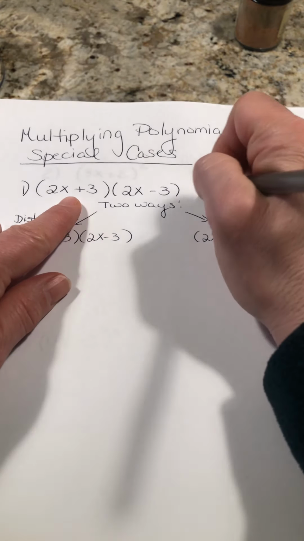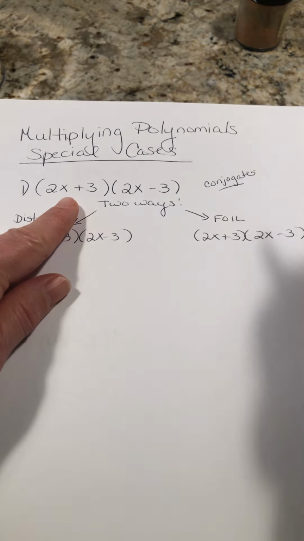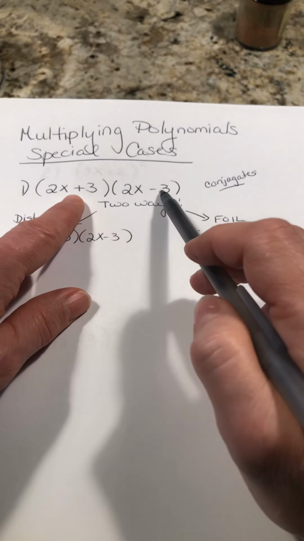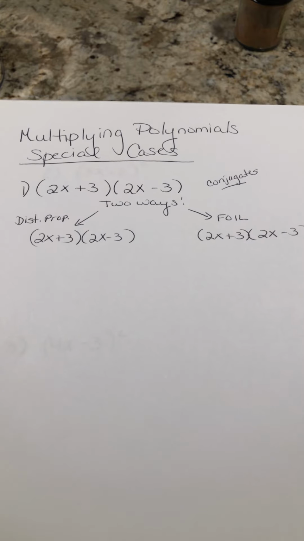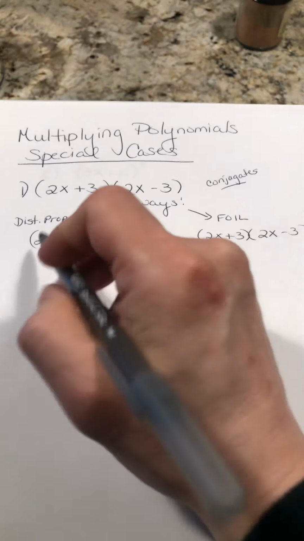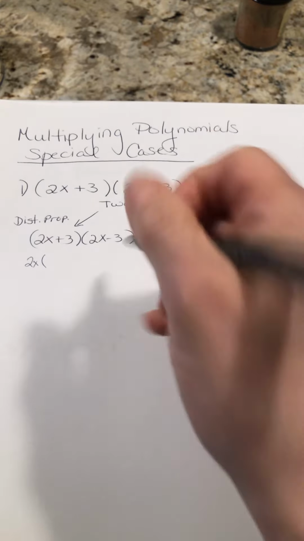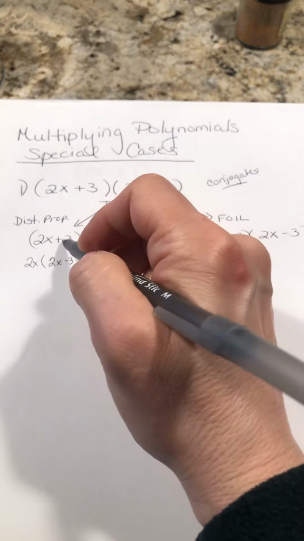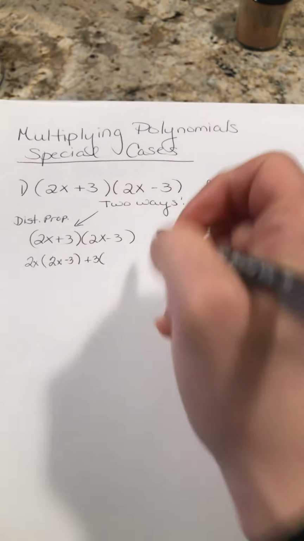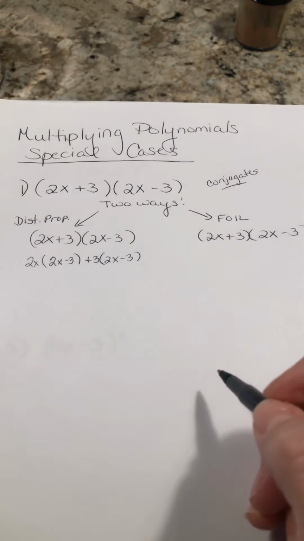We call these conjugates, so I'll spell that out here. We call these conjugates because one has a plus and one has a minus. Anyway, we can do this problem in two ways, but what's special about it is the answer that we get. So if we use distributive property, we're going to take the 2x from the first binomial and multiply it by the 2x minus 3 in the second binomial, and then we have a plus 3, and we're going to multiply that by the 2x minus 3 in the second binomial.